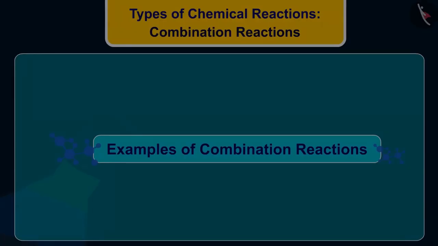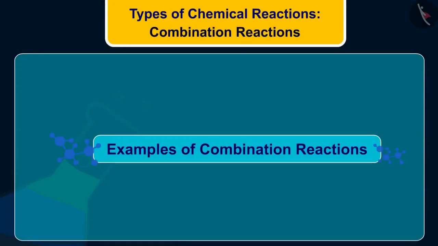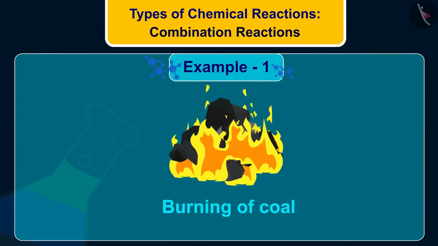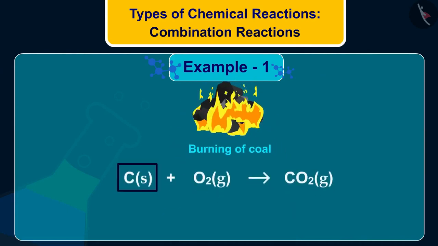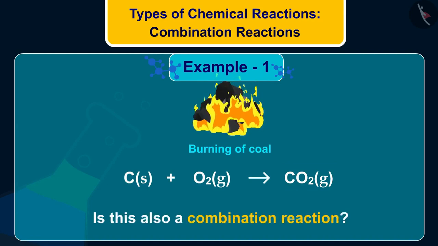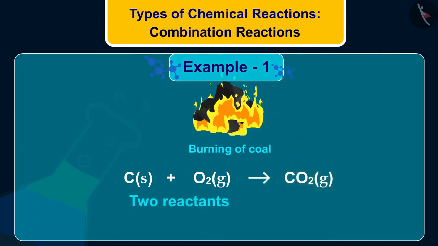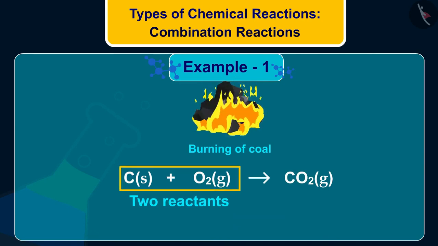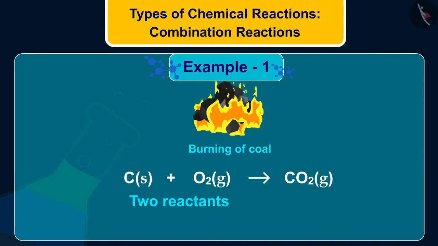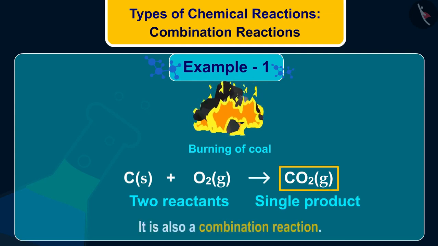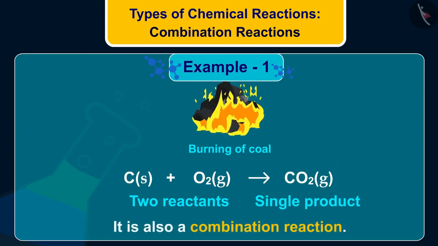Isn't it fun? Let us discuss a few more examples of combination reactions. The first example is that of burning coal. In this, coal, which is carbon, reacts with oxygen to form carbon dioxide. Is this also a combination reaction? Why? Because two reactants, that is, carbon and oxygen, are combining to form a single product, which is carbon dioxide. Hence, it is also a combination reaction.